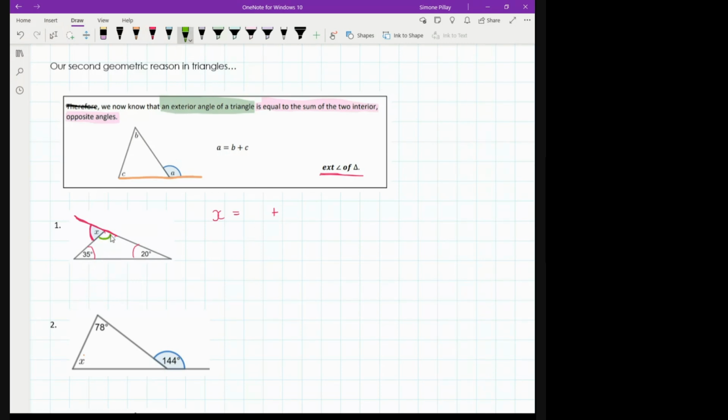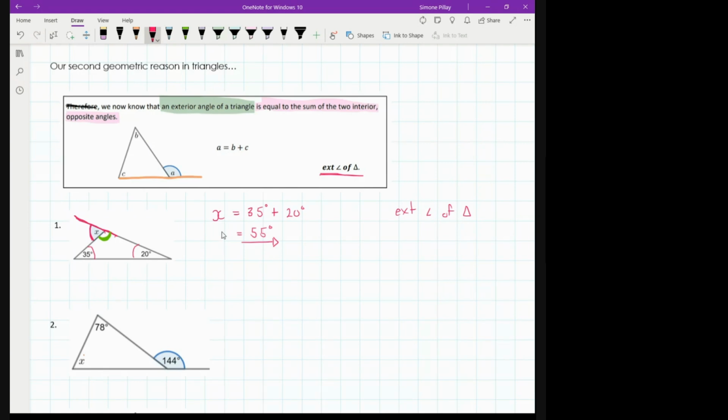So immediately I know this is the angle next to it. I'm not going to use that. I'm going to use my other angles, and in this case, it's going to be 35 degrees and 20 degrees. And before I even solve my equation, I'm going to write my rule: exterior angle of a triangle. Then I'm going to solve. 35 plus 20 is going to be 55 degrees.